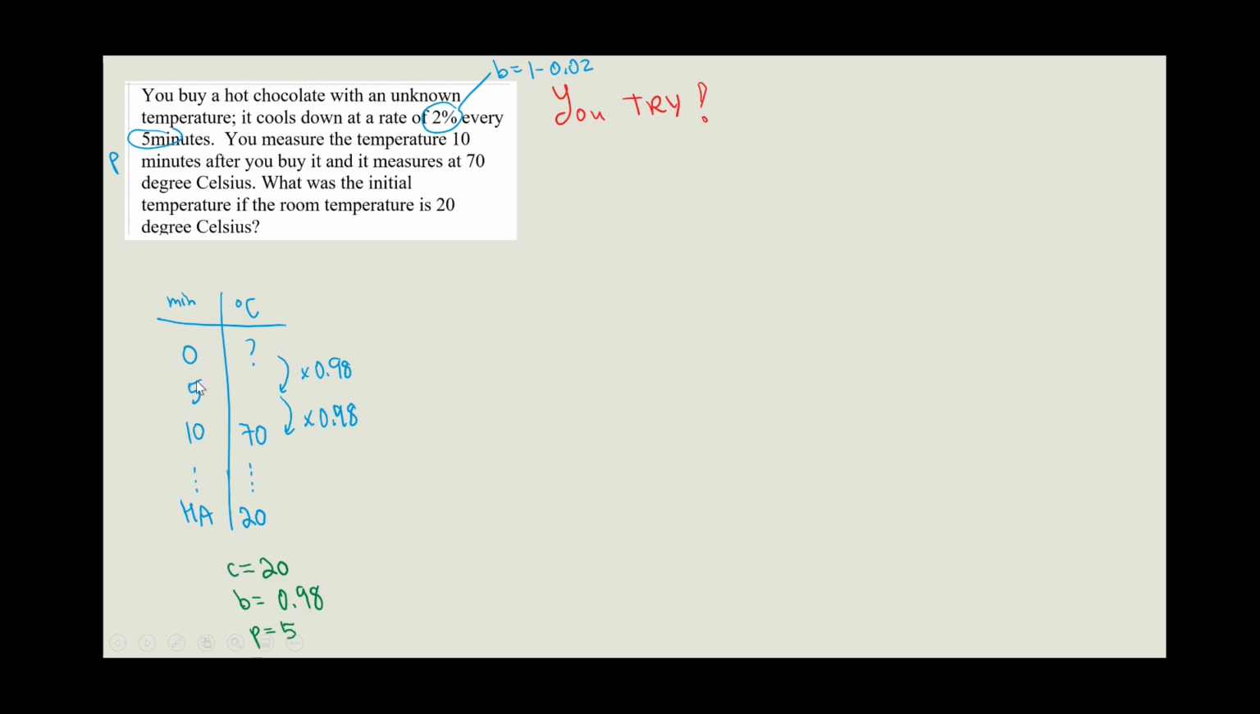I inserted a little 5 here to indicate that from 0 to 5 it's going to multiply by 0.98, so it's going to decay a little bit. And then from 5 to 10 minutes it's going to decay by 2% again, and so on. Based on this table, we can say that C is 20, that's our horizontal asymptote. B is 0.98, that's our decay factor. Watch that I didn't say rate, because it's not the rate. The rate was 2%. And then P is how long it takes to lose 2%, which was 5.